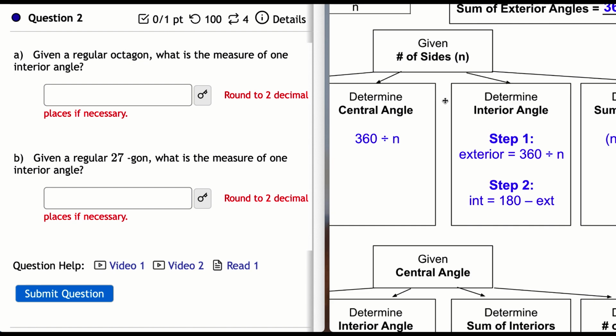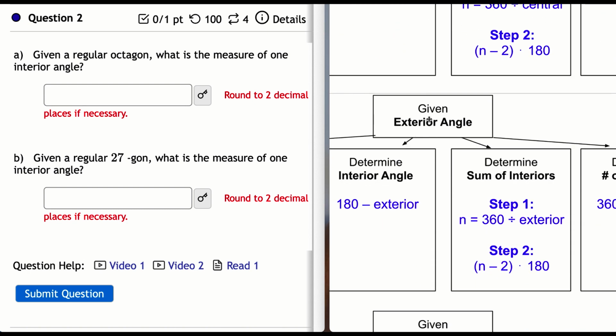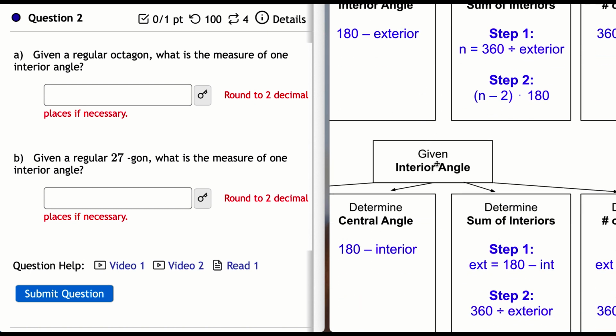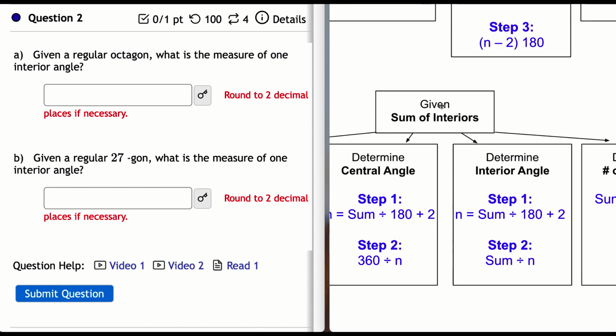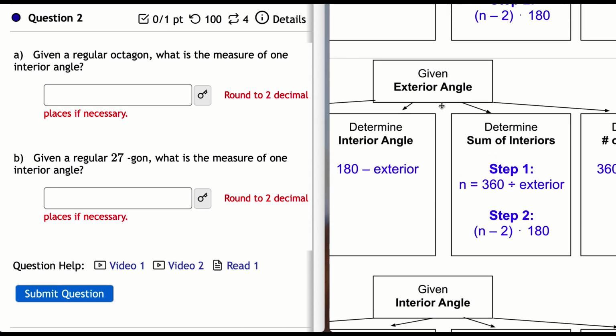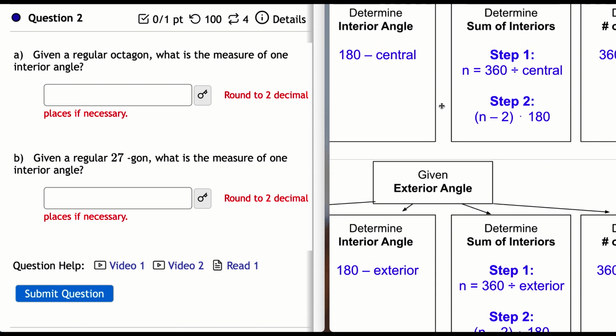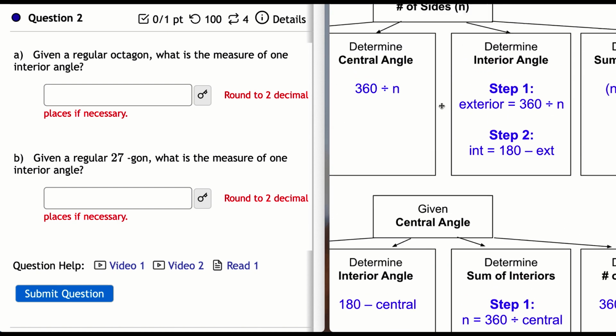Therefore, I'm going to start with this box right here. I might start out with a central angle, or I might start out with an exterior angle. I might start out with given one interior, or given the sum of all the interiors. Whatever the starting point is, you'll use this note sheet to help you understand how to calculate the part it asks you for. So here's how it works.